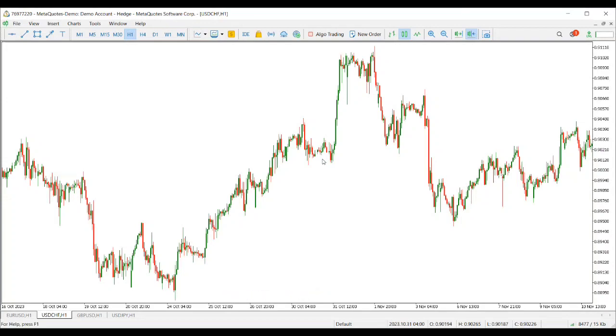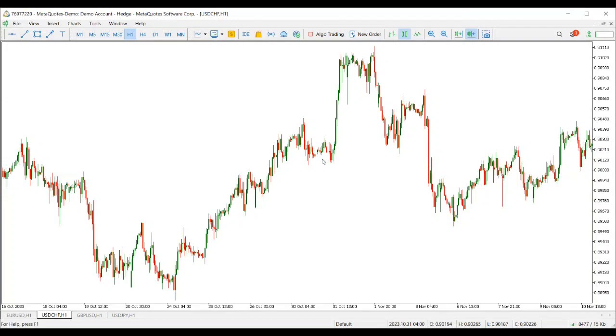Okay, so that's the third factor we should look at. Now, before we go into the chart, let me explain what a candlestick with obvious wick rejection means. You know, we say a candlestick with obvious wick rejection.